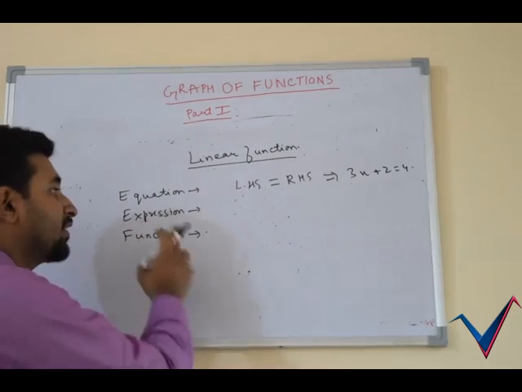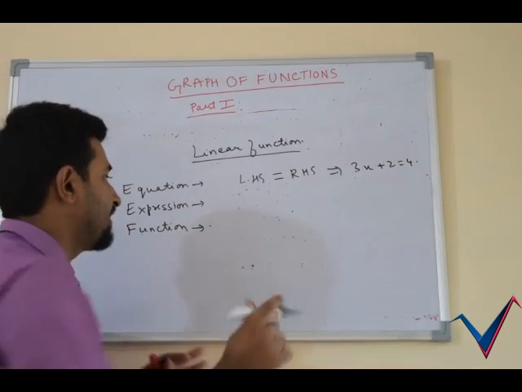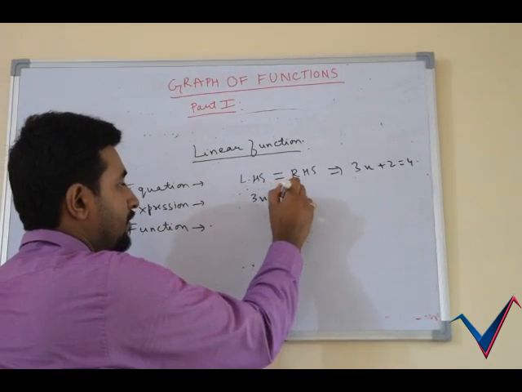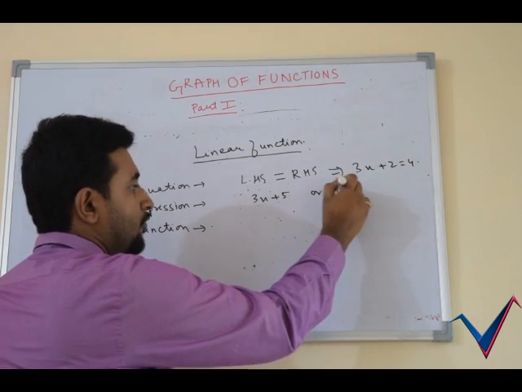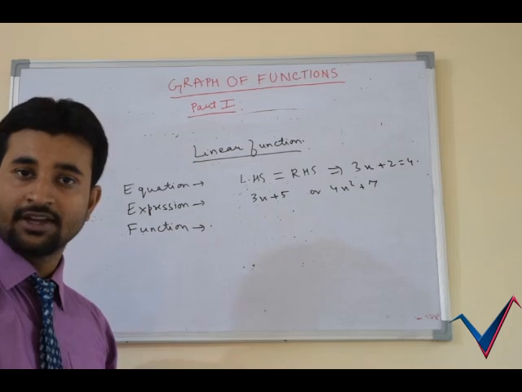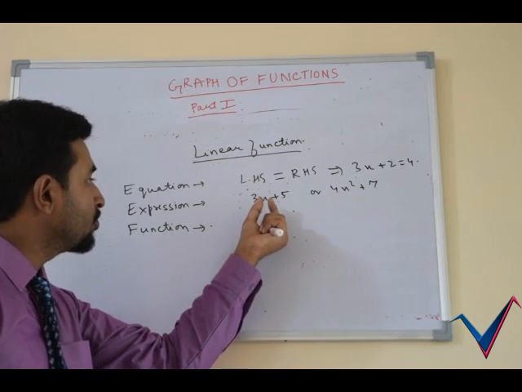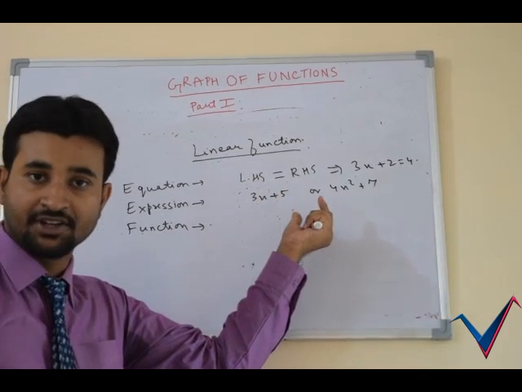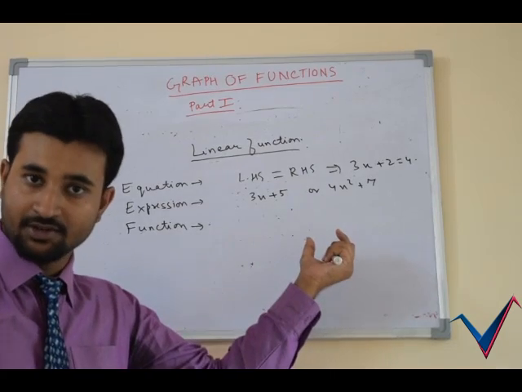Then what is an expression? Suppose you consider anything, 3x plus 5 or 4x square plus 7. It has no equal to sign, and it has nothing. You just wrote something. You wrote an expression. This is called an expression.